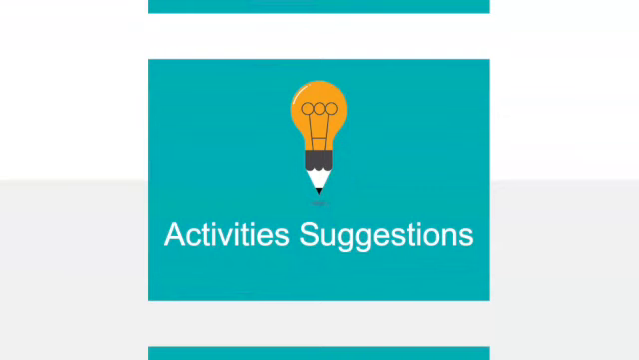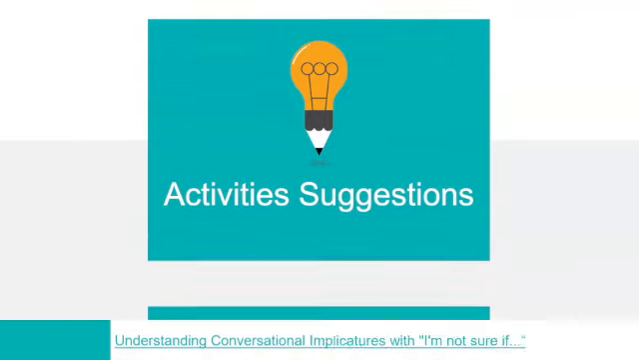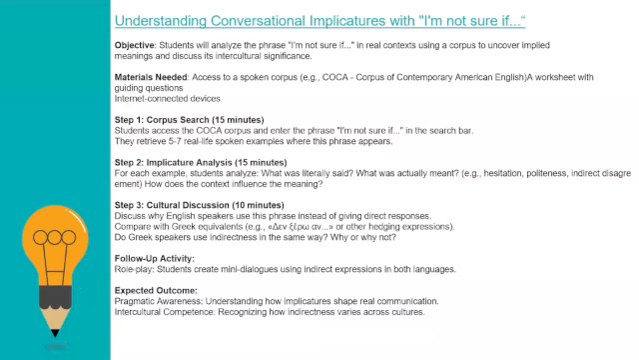Now, let's dive into some hands-on activities in order to understand how the corpora can be used for teaching pragmatics. So this first activity will focus on the phrase, "I'm not sure if," which is often used in English to show hesitation, politeness, or even indirect disagreement. But what does it actually mean in different contexts?